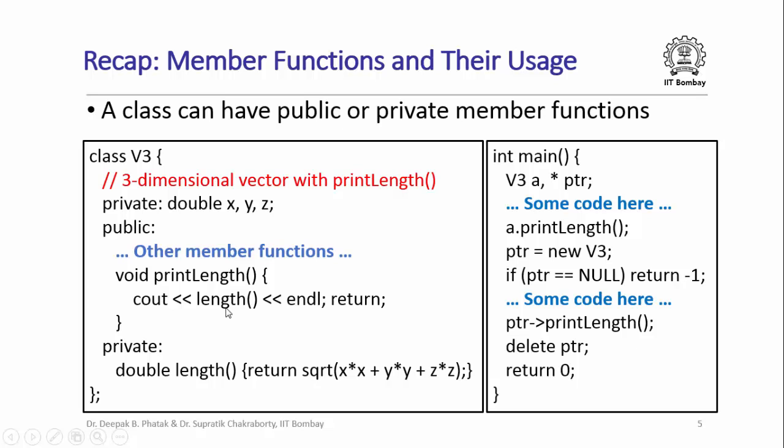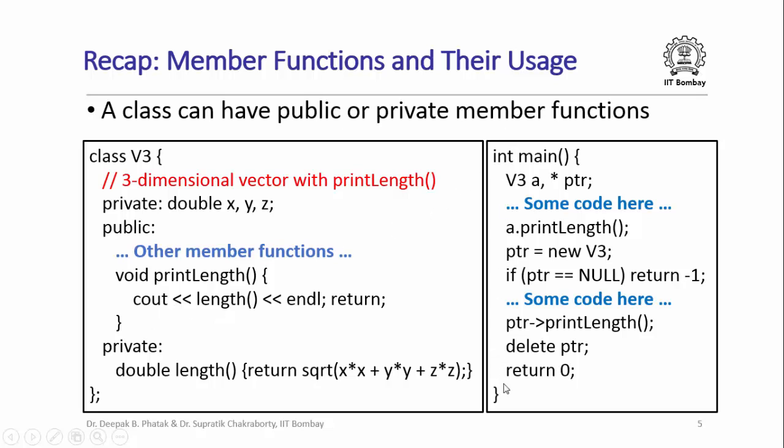How does it compute the Euclidean length? It actually calls another member function called length, which is declared as private. However, any private function of a class can be invoked from any other member function of the class. So therefore, printLength can make use of an invocation of length to compute the length and print it out.